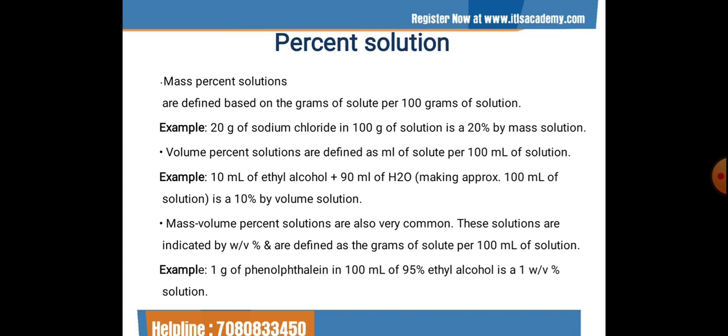Next, mass volume percent solutions are also very common. These solutions are indicated by weight by volume and are defined as the gram of solute per 100 ml of solution. Example, 1 gram of phenolphthalein in 100 ml of 95% ethyl alcohol is a 1% weight by volume solution.